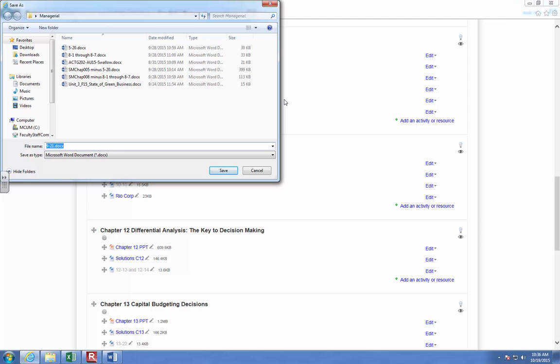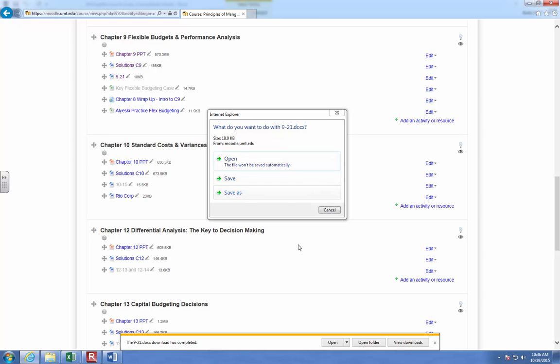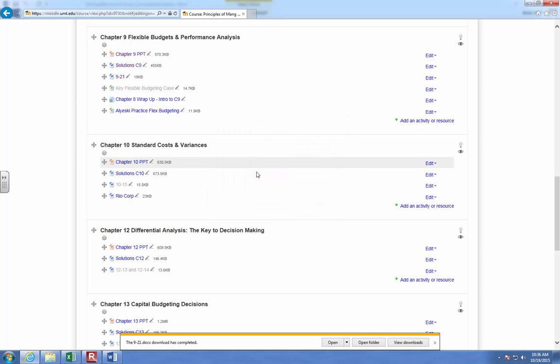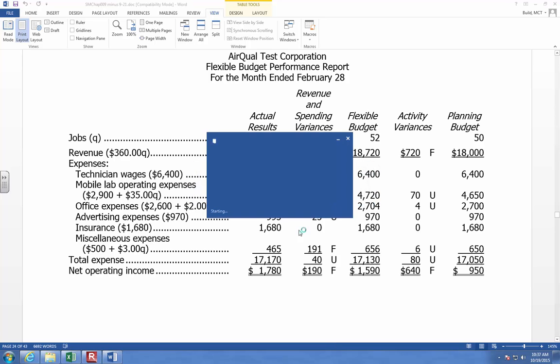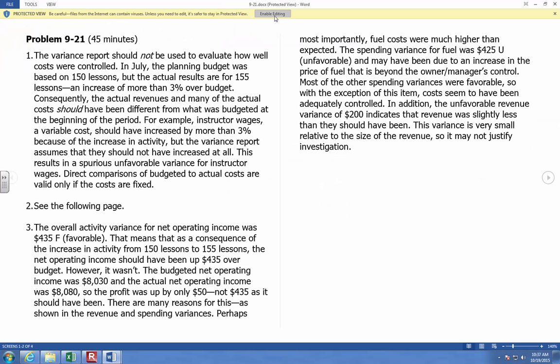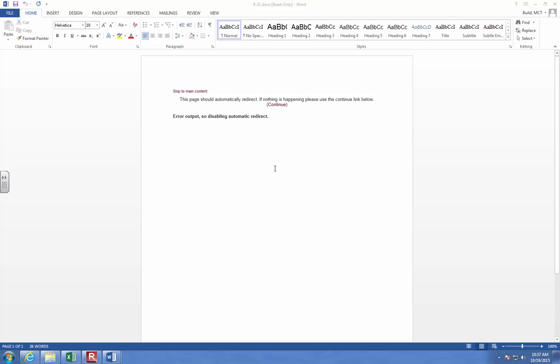So this was critiquing a report and preparing a performance budget report. And it was for a flight school that offers flying lessons. The school's owner and manager has been attempting to evaluate performances and control costs. In the first question, well, I guess probably we should actually look at the report first.